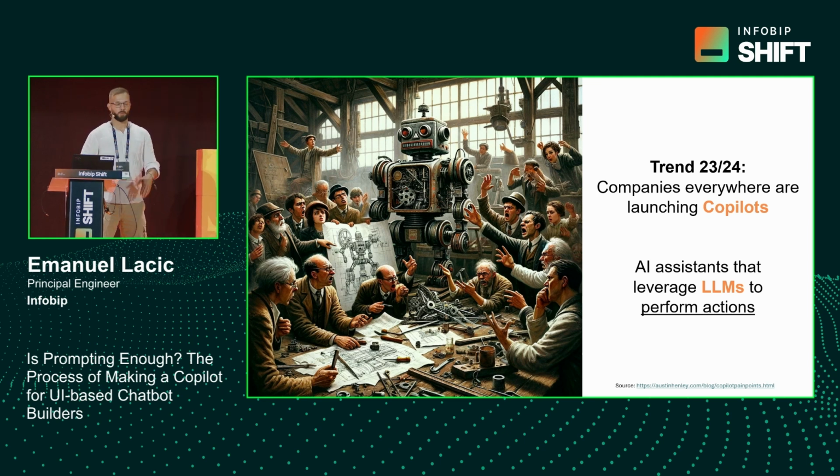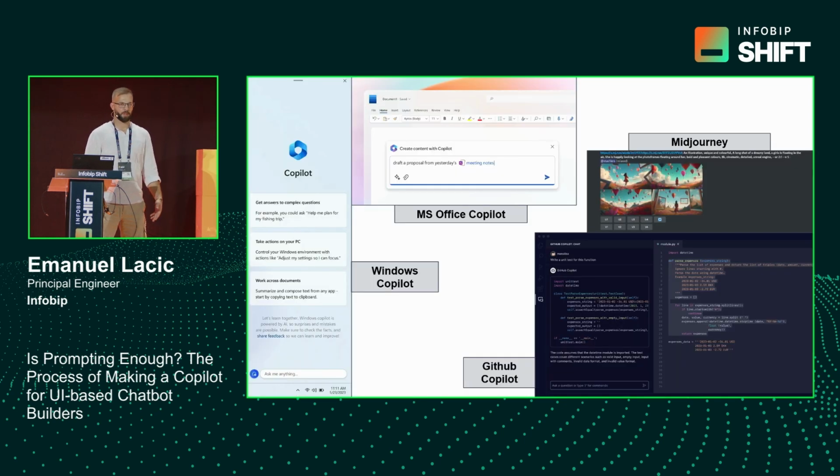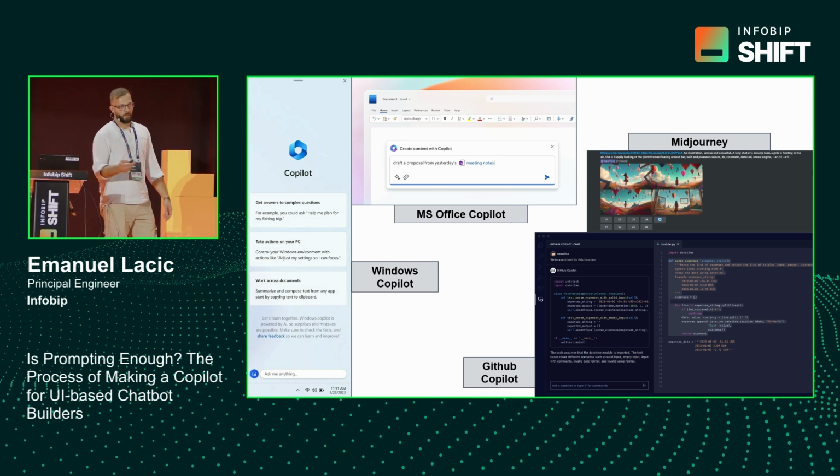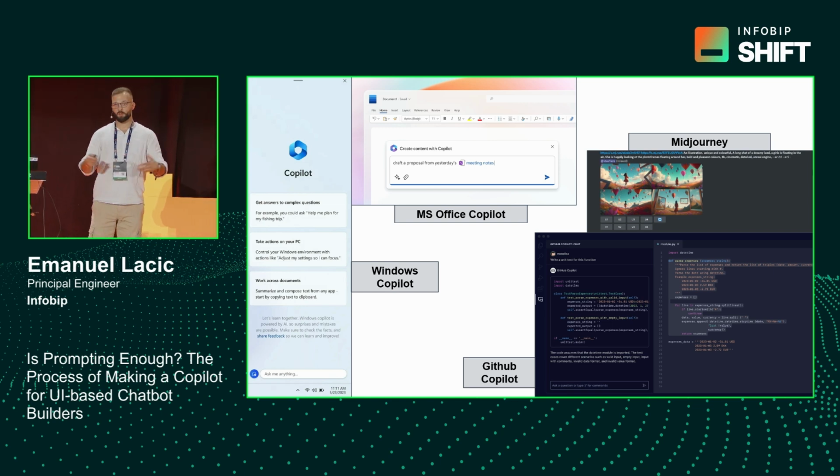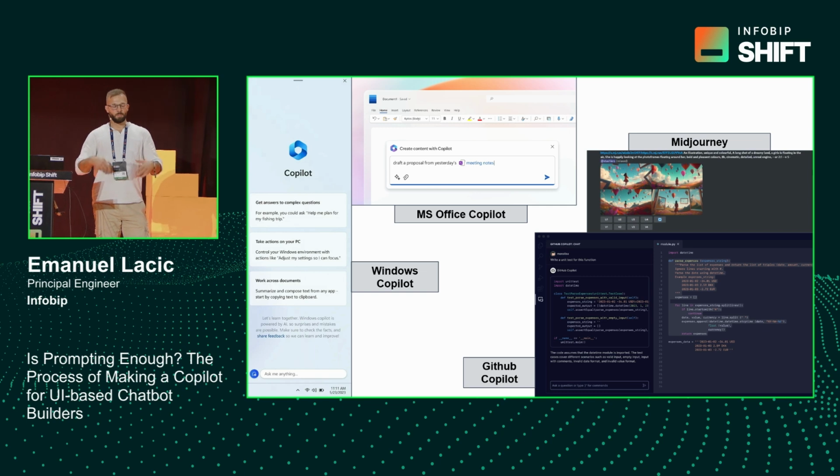Of course, there are many examples that you already know. For instance, GitHub Copilot generates code when you're developing. Midjourney generates images. Microsoft has its Copilot for Office and also for Windows. This is something that companies and different solutions try to get much more, this current trend.